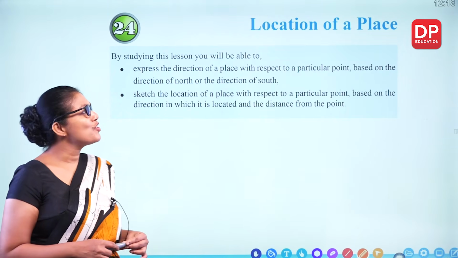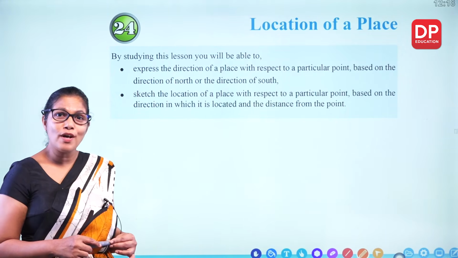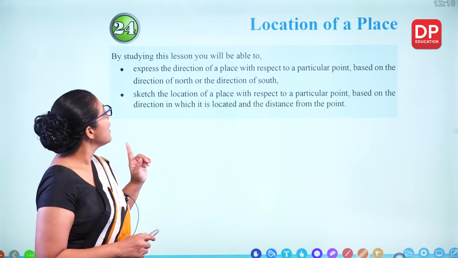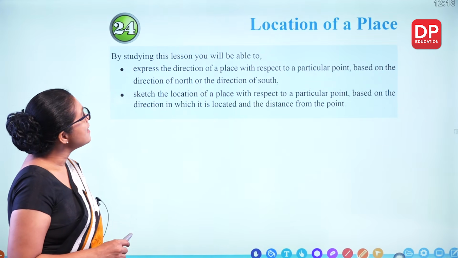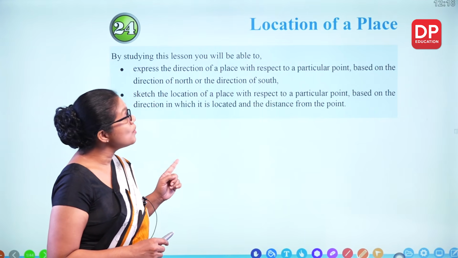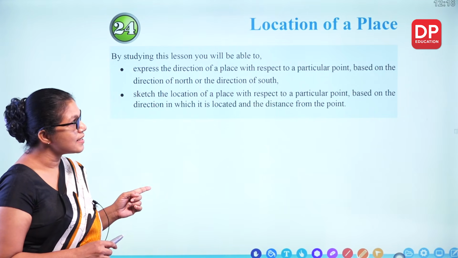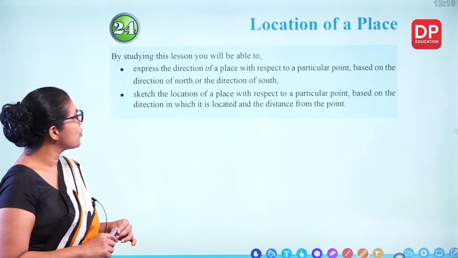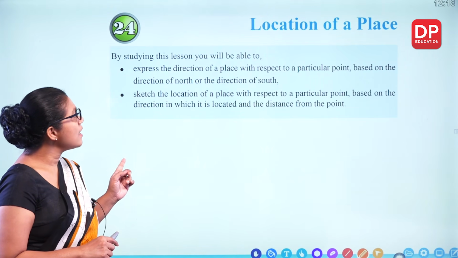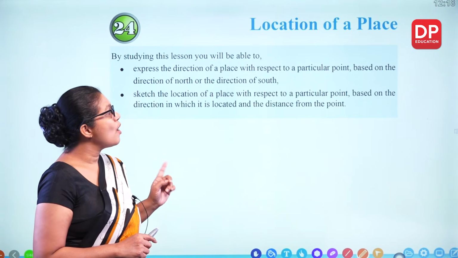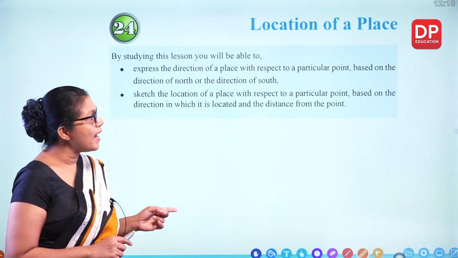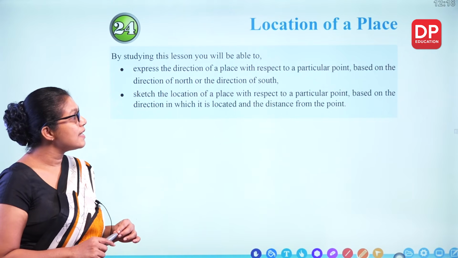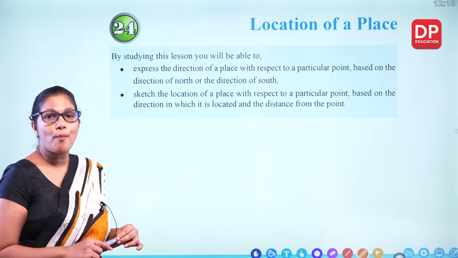Children, today I'm here to teach you chapter 24 in your textbook. That's location of a place. So in this lesson, we are finding direction of a place with respect to a particular point based on the direction of north and south. And we are sketching the location of a place with respect to a particular point based on the direction in which it is located and the distance from the point.